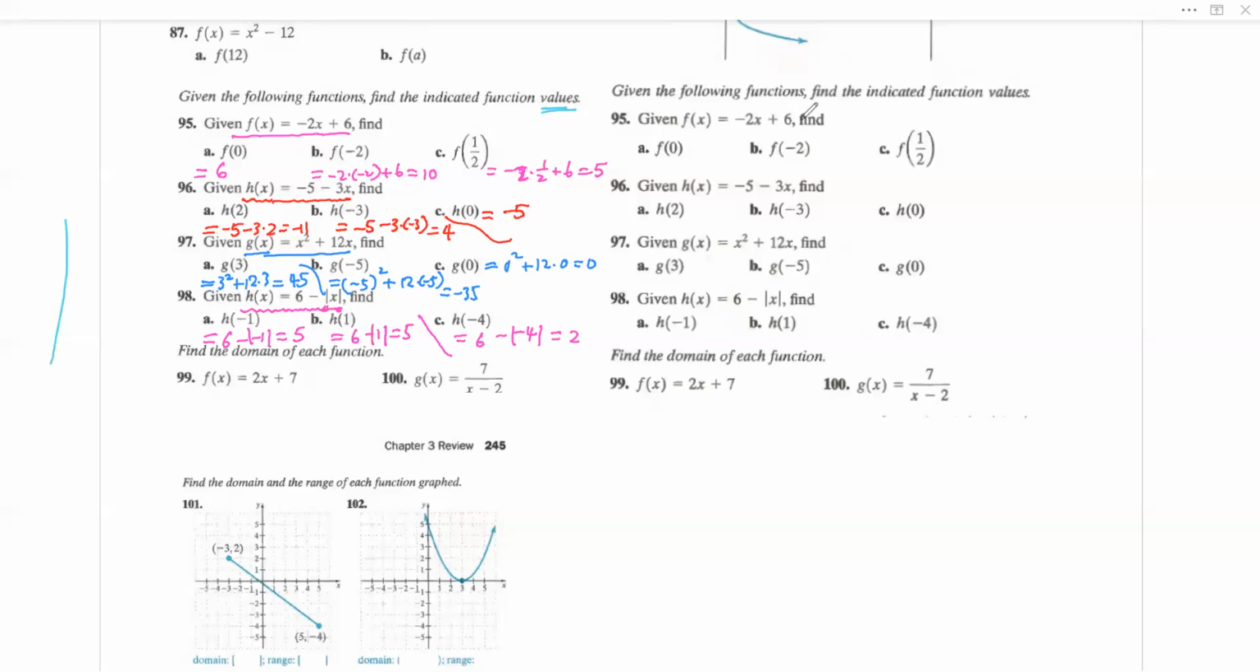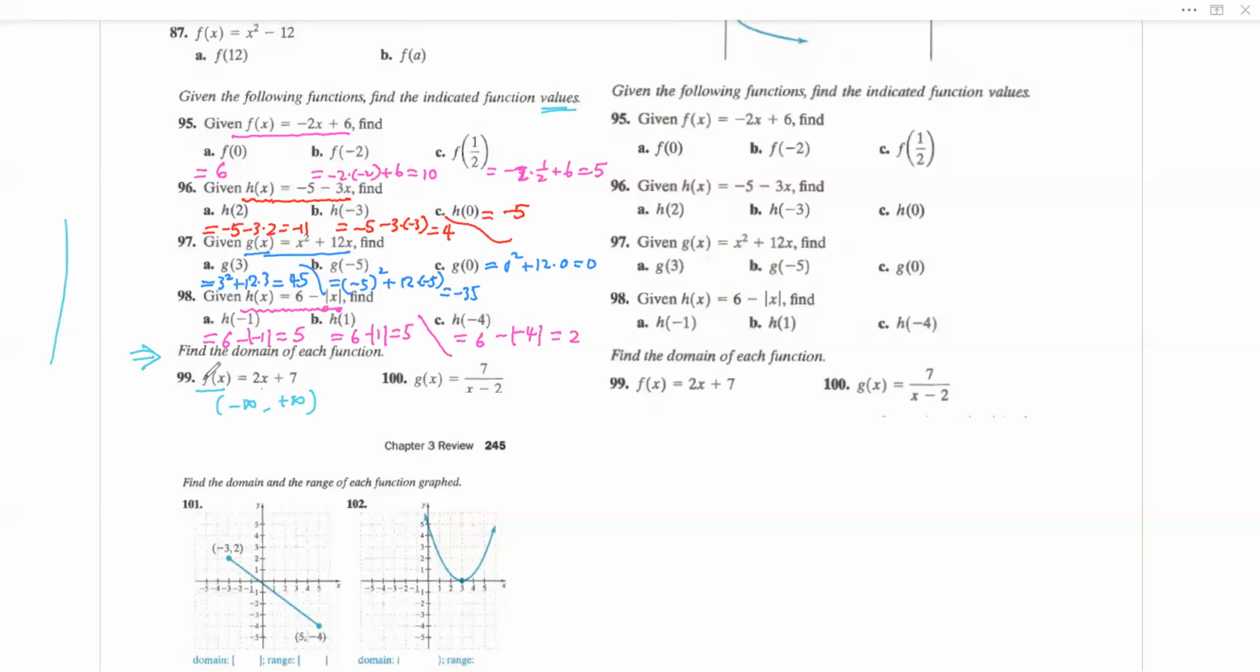All right. Okay, so in this part, find the domain of each function. Domain is the possible range of x, right? You can see in this part the function equals 2x plus 7. This is a linear line, so x can be from negative infinity to positive infinity, right?